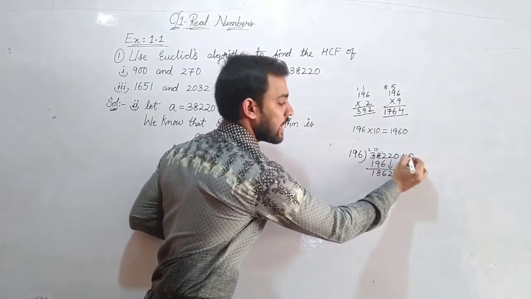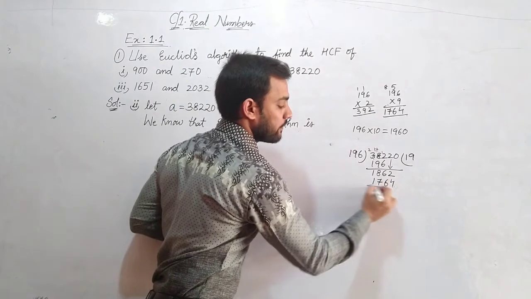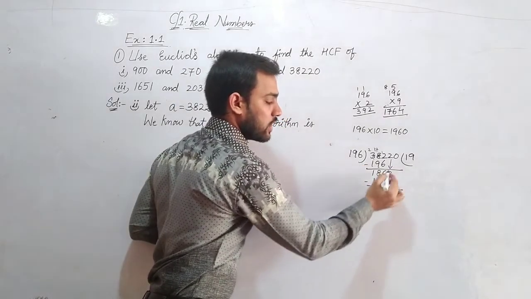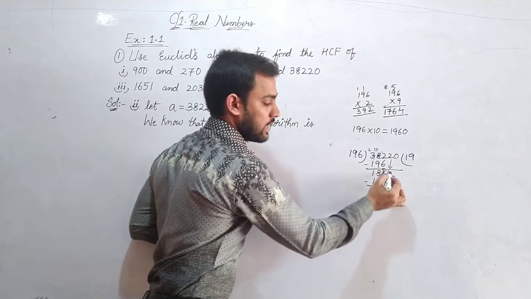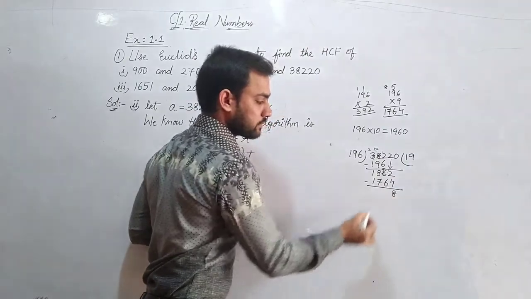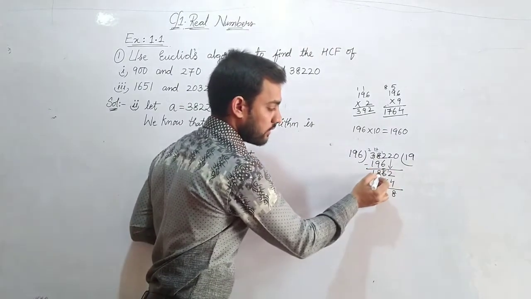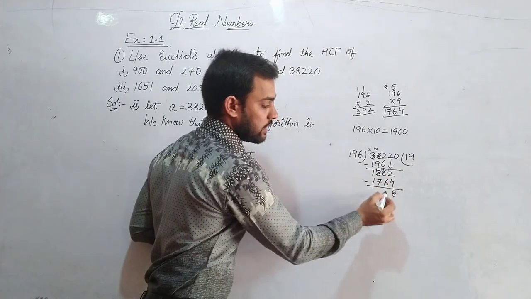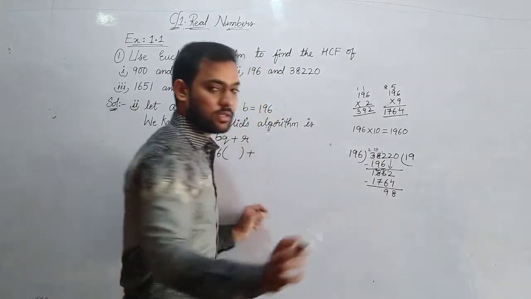So 196 nines are 1764. Again we need to subtract here as we did over here. 2 minus 4 is not possible, so borrowing from here, here you will have 12 and here you will have 5 remaining. 12 minus 4 is 8 and then 5 minus 6 is also not possible, so borrowing from here you will get 15 and here you will have 7 remaining. 15 minus 6 gives you 9 and 7 minus 7 is 0, 1 minus 1 is also 0.